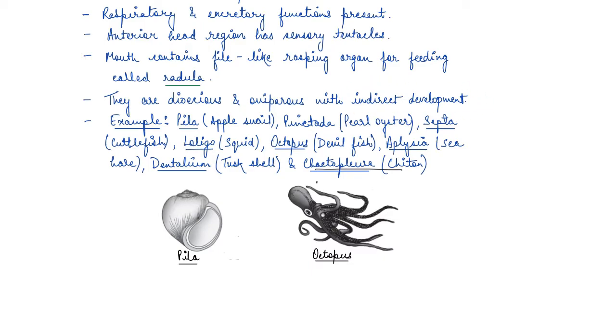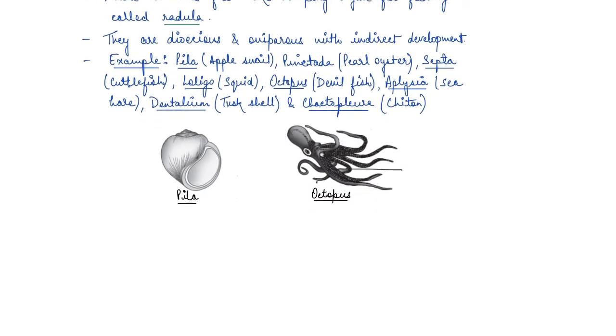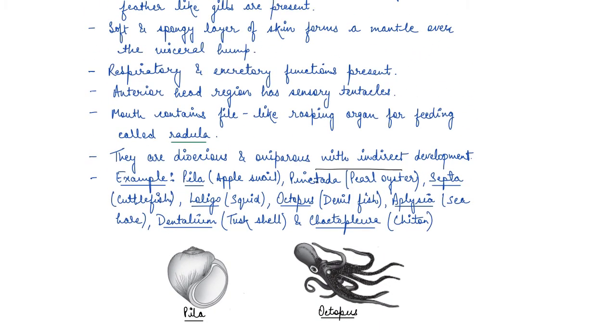Now examples of Mollusca are Pila, which is an apple snail or a garden snail. Then we have Pinctada, we have Sepia, which is a cuttlefish, Loligo, which is a squid, we have octopus, we have Aplysia, we have Dentalium. Okay, so there are a lot of examples. Again, you see that there is a lot of diversity and variety in animals which are part of the phylum Mollusca. Okay, so with this we have finished three more phyla.